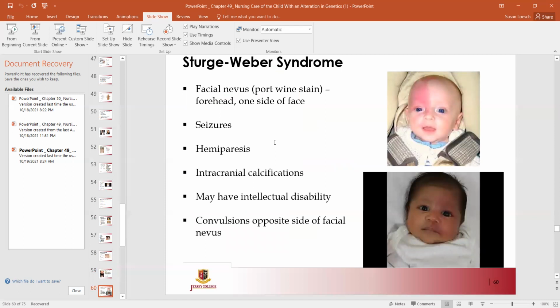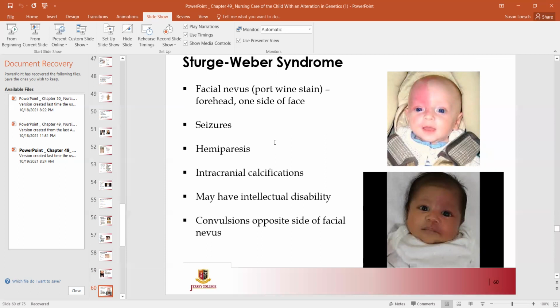Sturge-Weber syndrome. In this, you'll see the facial nevus or the port wine stain, usually on the forehead or one side of the face. These clients are subject to seizures, hemiparesis, intracranial calcifications, intellectual disabilities, behavior and emotional problems. Seizures can start in infancy and get worse with age, and a lot of times they're noted on the side of the body with the actual nevus. Muscle weakness can also be present on that side. And most individuals have glaucoma at birth or it develops later.